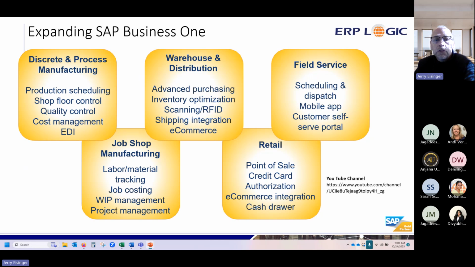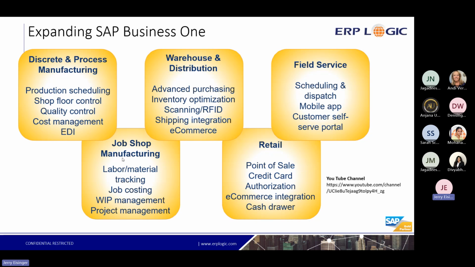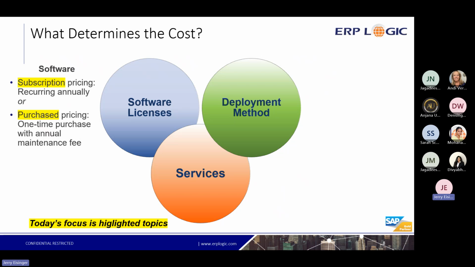So with that, I'm going to jump into the real topic of today's discussion, and that's the cost of Business One. So I'm going to turn off my camera and let's start focusing on the slides as opposed to me. So I'm going to move forward here. What determines the cost of an SAP Business One implementation? There are really three major factors: the software licenses themselves, the method that you deploy the software, and the services that go into that deployment. We're going to touch on each one of these today in this conversation, to help give a better idea of what that would cost.